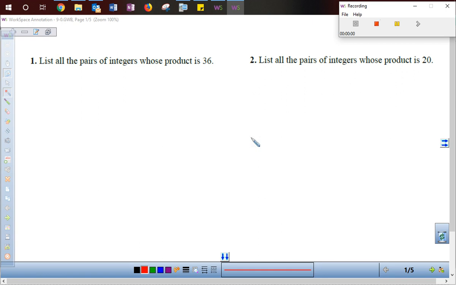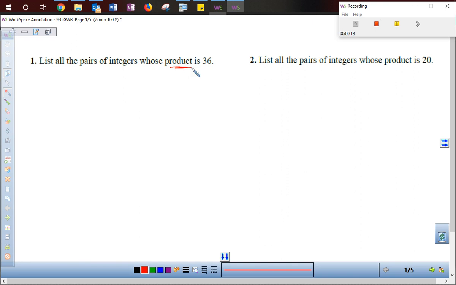Okay guys, today we're going to start off by talking about factors. And factors are basically numbers that multiply together to be a given number. So let's look at number one. It says list all of the pairs of integers whose product is 36. Now remember, product means multiplication. So we just want to find all of the numbers that can multiply together to be 36.